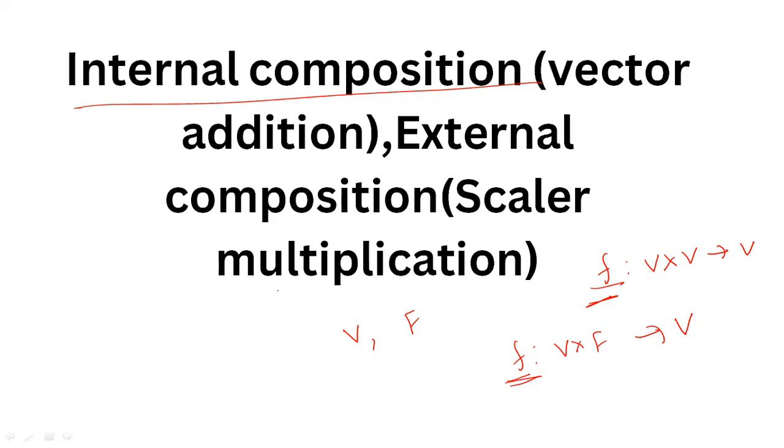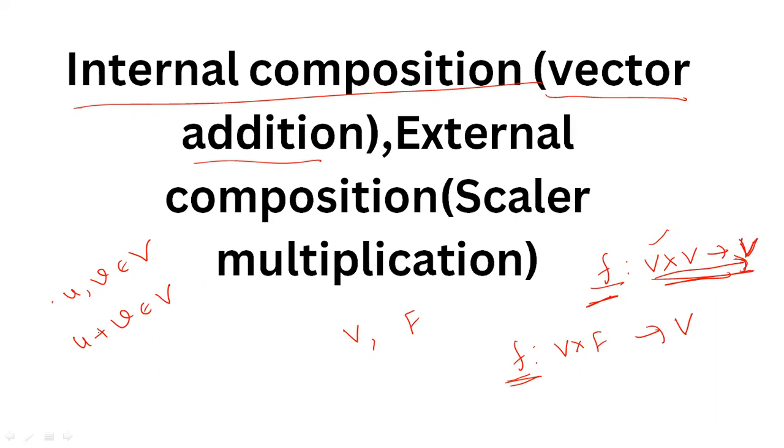In the vector space, we denote internal composition as vector addition. Suppose V is a non-empty set. You take two vectors. Suppose u, v belong to capital V. Then u plus v belongs again to V. So V cross V to V. You take any two elements in V, and again the mapping should be an element in V. So here u plus v again belongs to V. So addition of two vectors is again a vector.